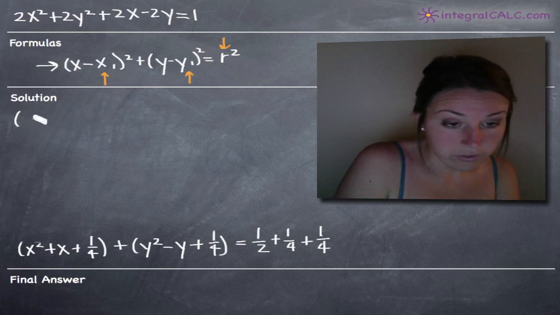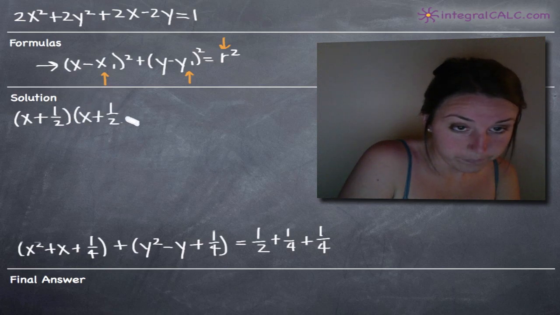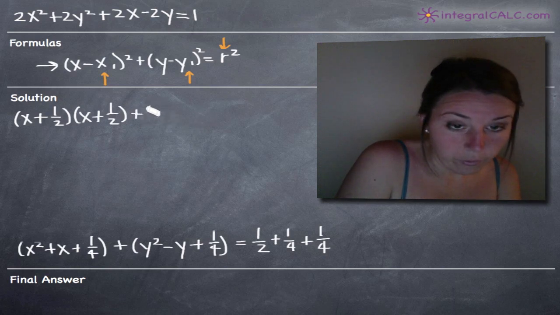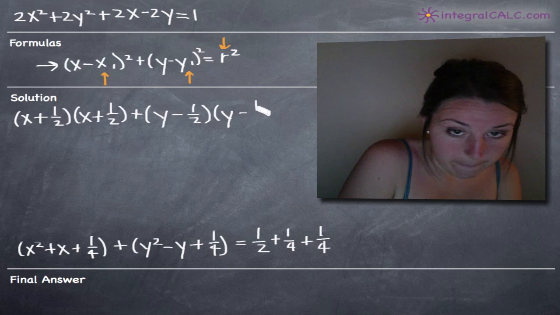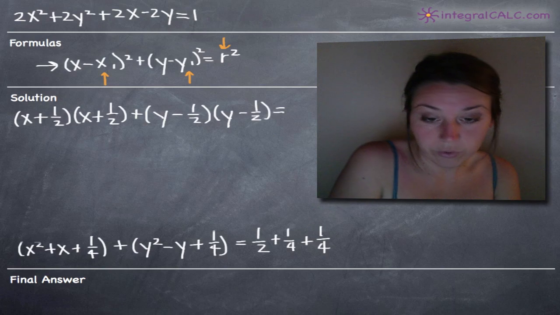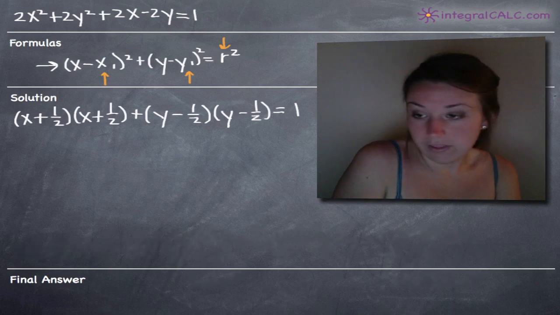So if we factor x squared plus x plus 1/4, we'll get x plus 1/2 times x plus 1/2. If we factor our y terms, we'll get y minus 1/2 times y minus 1/2. And if we simplify the right-hand side, 1/2 plus 1/4 plus 1/4, we'll just get 1. That's what those simplify to. So we can get rid of this.